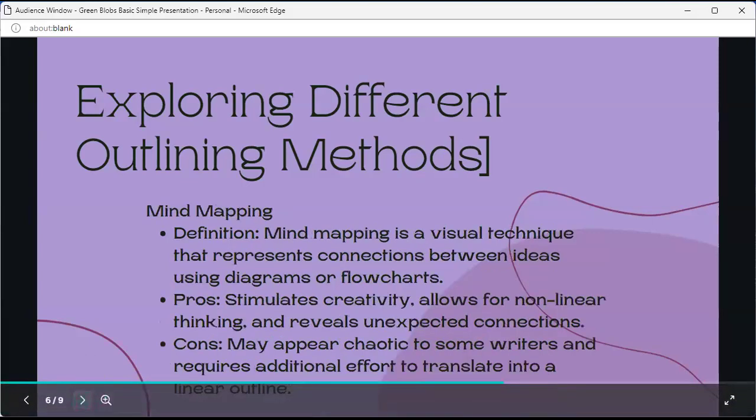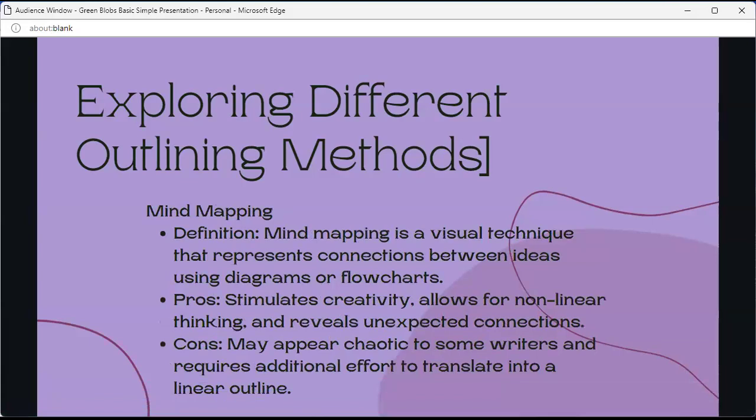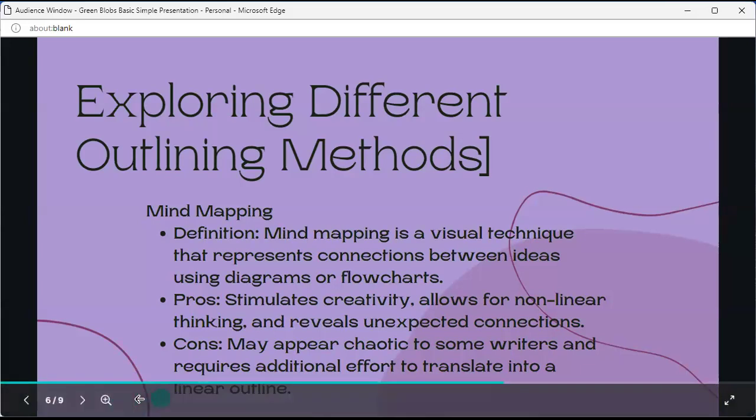Next, mind mapping. Mind mapping is a visual technique that represents connections between ideas using a diagram or a flowchart. This stimulates your creativity, allowing for non-linear thinking and revealing unexpected connections. The cons are it may appear chaotic to some writers and can require additional effort to translate into a linear outline.